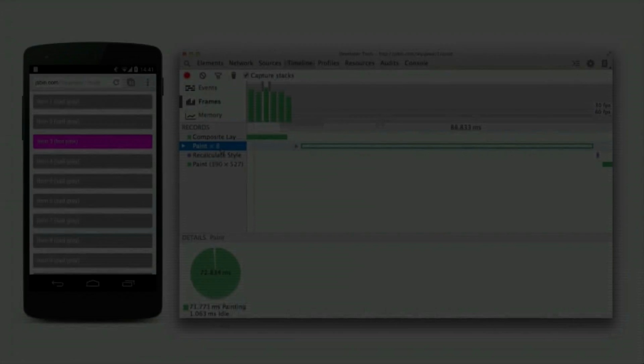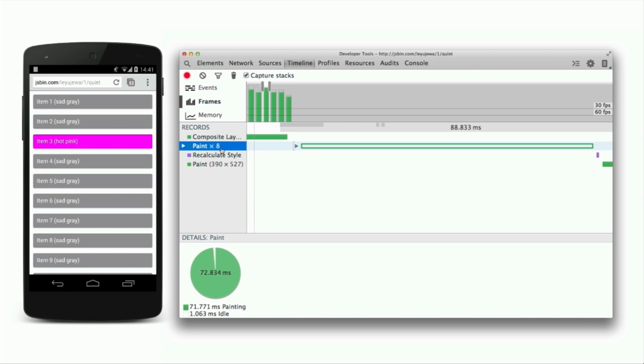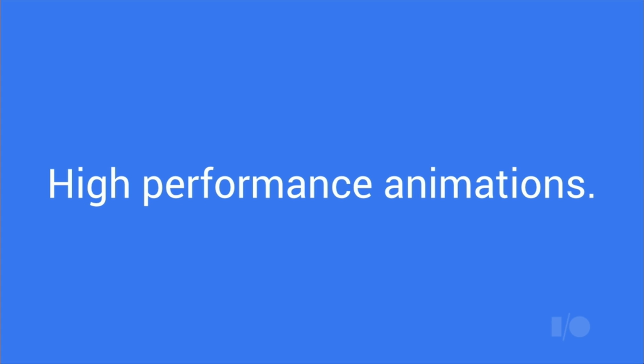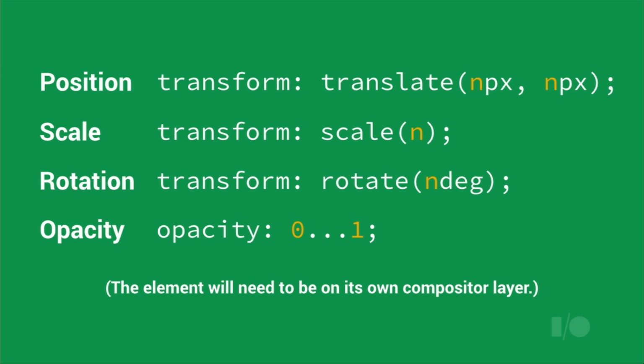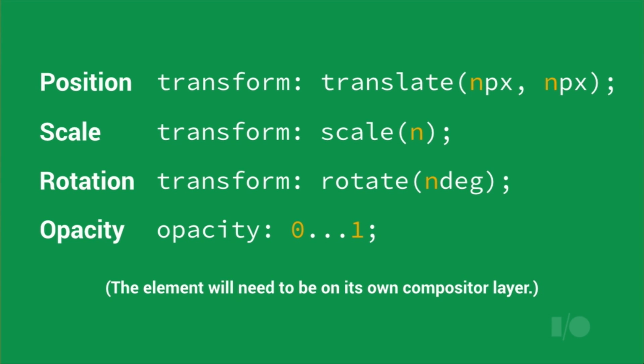All right, so you might be asking yourselves, how can we get high-performance animations on a mobile device? Great question. And the answer is to stick to transforms and opacity changes. So the transforms obviously translate, scale, rotate. And opacity there. Now, the only note there is that the element will need to be on its own compositor layer, just like the header that we had before, which was on its own layer.